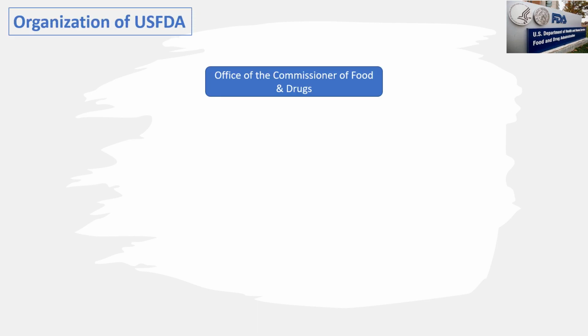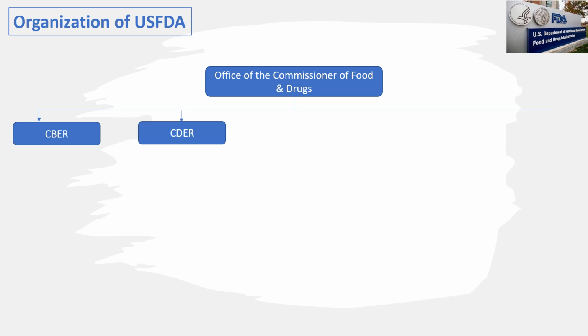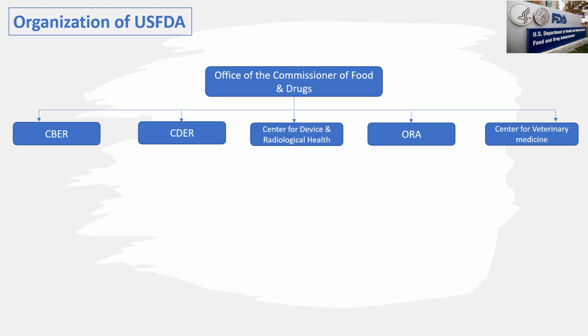Talking about the organization of the FDA, there's the Office of the Commissioner of Food and Drugs, under which there are different branches. We'll not look into the detail of all the branches, but a few of them, like the Center for Biologics Evaluation and Research, Center for Drug Evaluation and Research, Center for Devices and Radiological Health, Office of Regulatory Affairs, Center for Veterinary Medicine, etc.